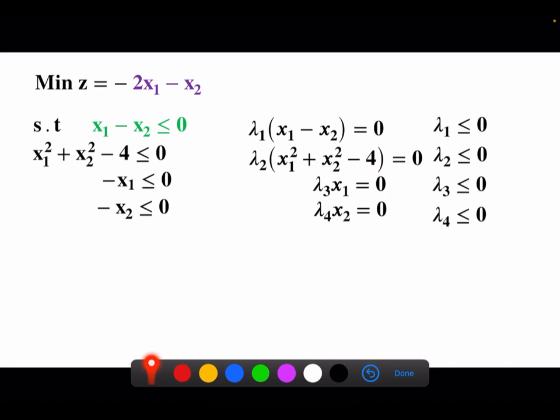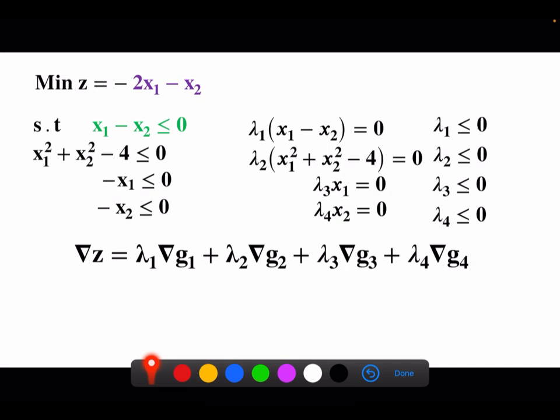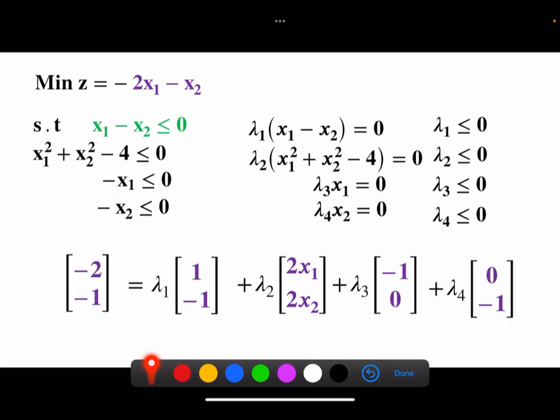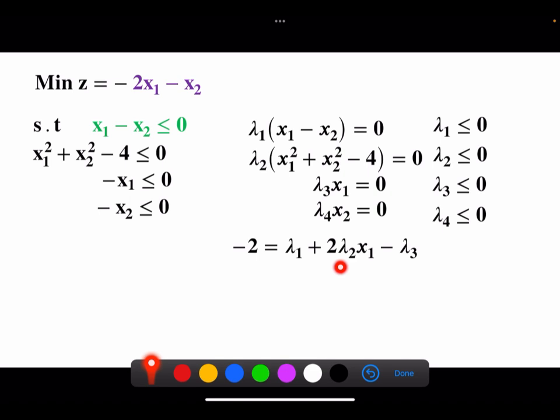Now we get to the gradient condition. What is the gradient condition? The gradient of z is equal to lambda 1 times gradient of g1 plus lambda 2 times gradient of g2 plus lambda 3 times gradient of g3 plus lambda 4 times gradient of g4. What is gradient of z? Minus 2 and minus 1. What is gradient of g1? 1 and minus 1. What is gradient of g2? 2x1 and 2x2. What is gradient of g3? It is minus 1 and 0. What is g4? 0 and minus 1. So let's write this. From the first coordinate you get minus 2 is equal to this. From the second coordinate, you get this. So these are all the conditions, equations and inequalities, needed to get to a KKT point.